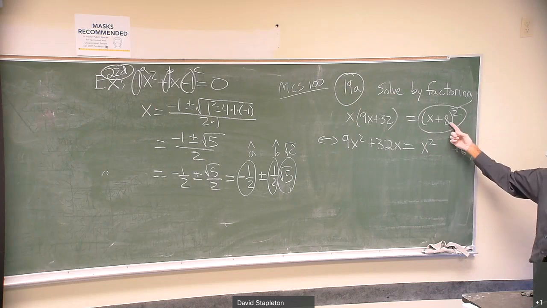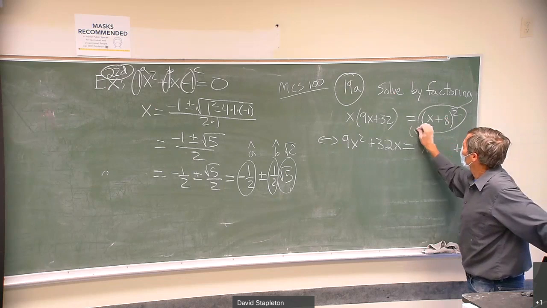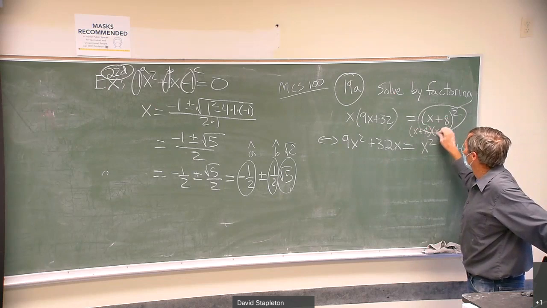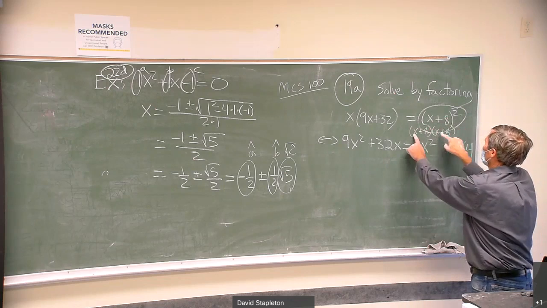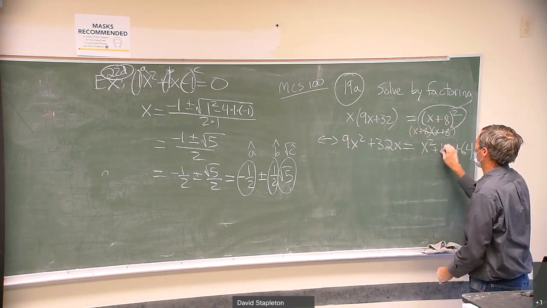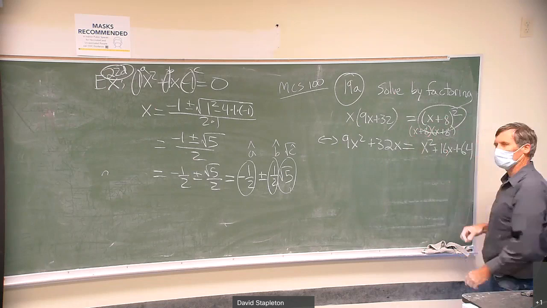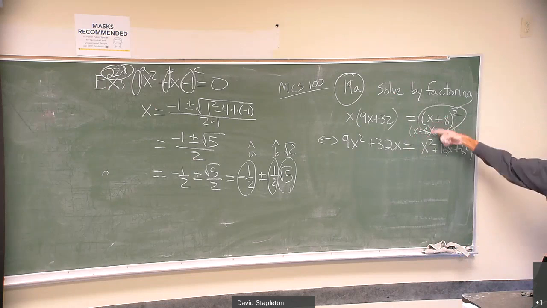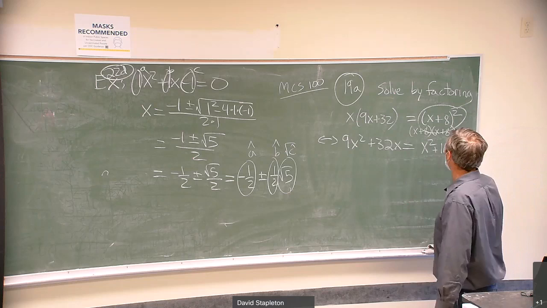You have to FOIL, right? It's not this squared plus this squared. It's x plus 8 times x plus 8. So it's x squared plus 8x plus 8x is 16x plus 8 times 8 is 64, right? So FOIL, don't just square this and square this. Somebody always does that on this test. So don't be one of those people, right? Come to class and FOIL, right?